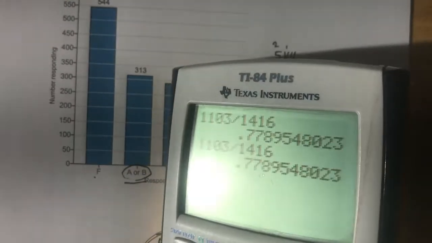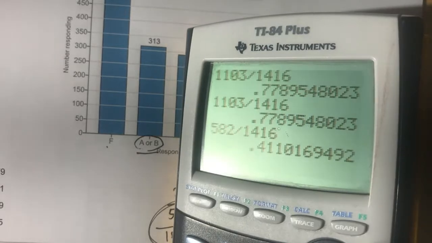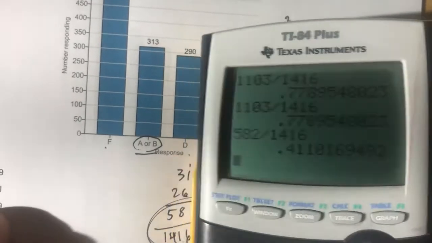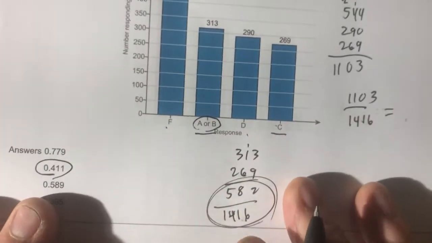So 582 divided by 1416. And 0.411, the 0 does not make the 1 go up. So 0.411. You can see right here, that's right. 0.411. Okay.